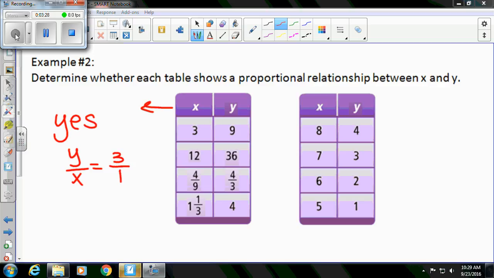The second one is not. The first ratio, y over x, is 1/2. The second one, 3/7, can be simplified. The third one, 2 over 6, is 1/3, and the last one, 1 over 5, is 1/5. So they do not all simplify to the same ratio.